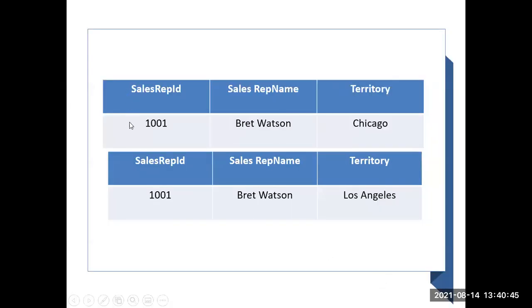Starting with the sales representative ID, the sales representative name, and the territory in which he is working. 1001 is the sales representative ID, and the name is Brett Watson, who is currently working in Chicago. The next day he is not going to change the location immediately. That will happen when he changes slowly. The representative ID remains the same, the name is also the same, Brett Watson, but the territory changes from Chicago to Los Angeles.